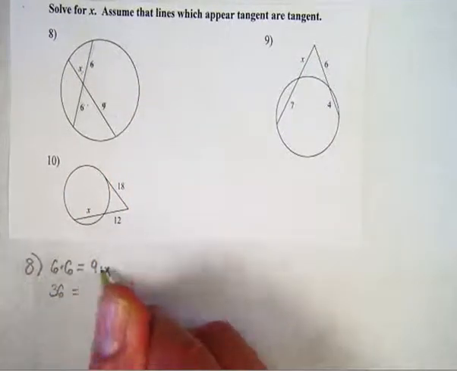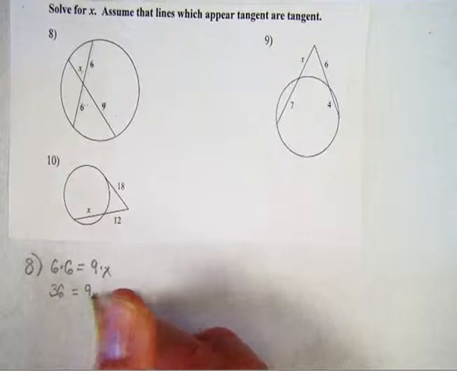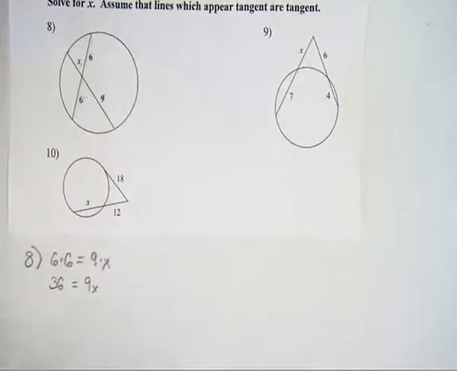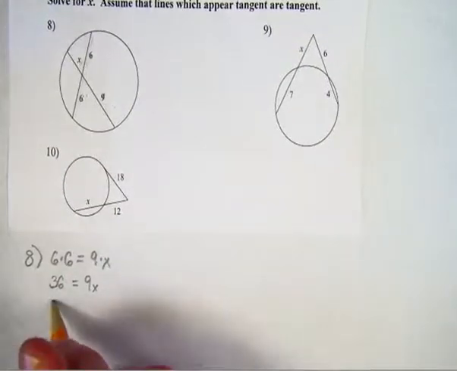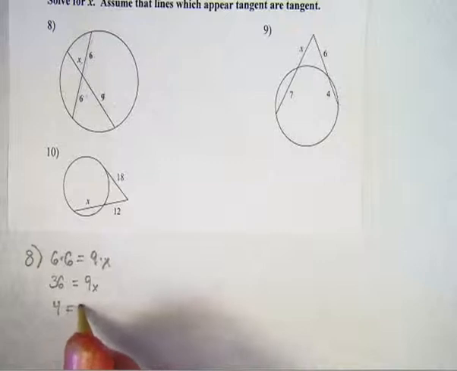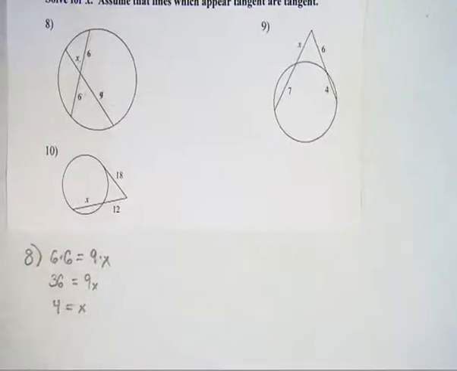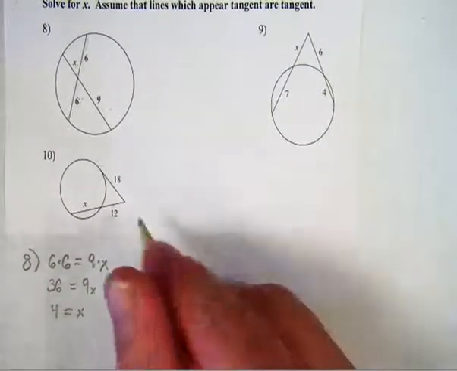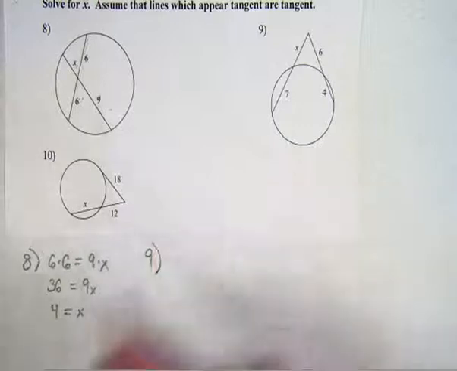6 times 6 is 36. 9 times x is 9x. Divide both sides by 9, and I'll find that x should be equal to 4. So that's straightforward enough. Let's look at number 9. Maybe it'll be simple as well.